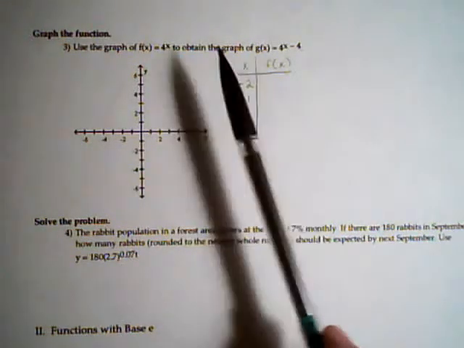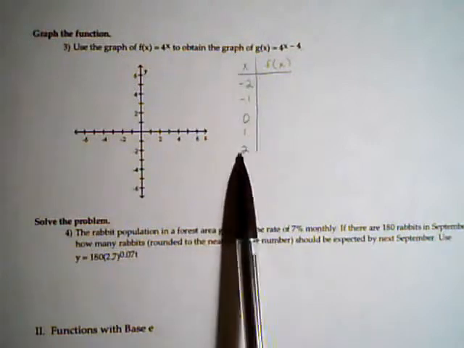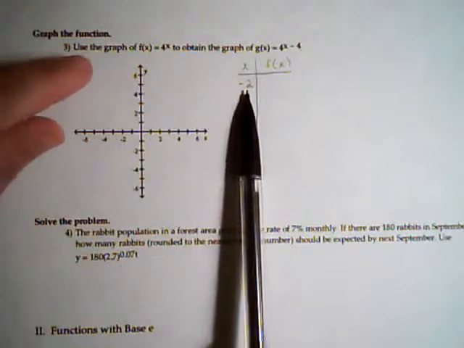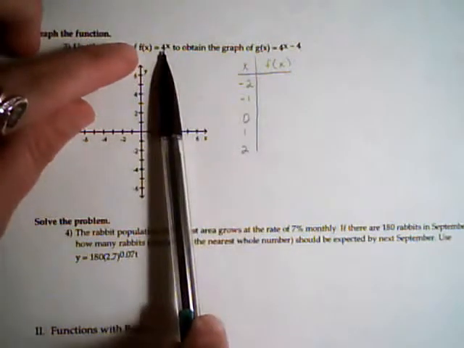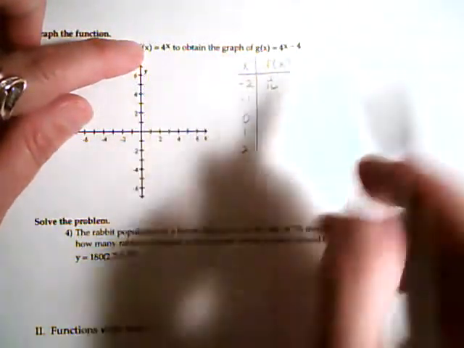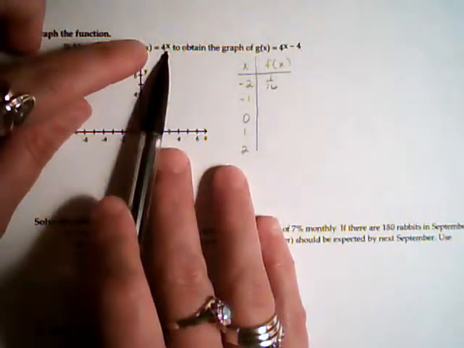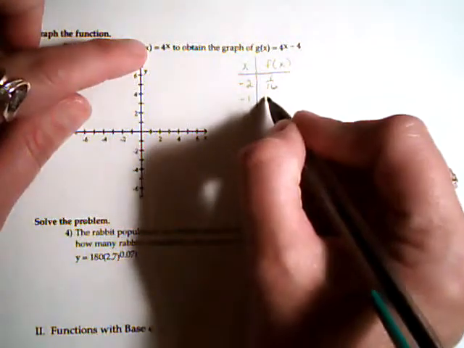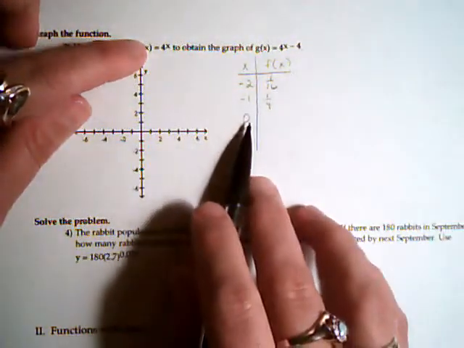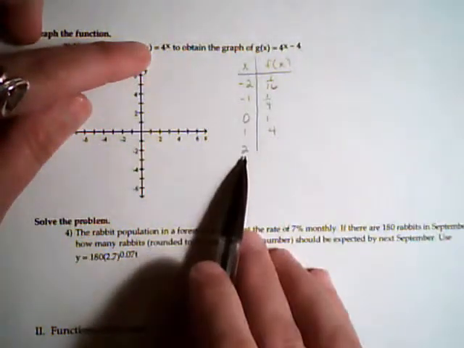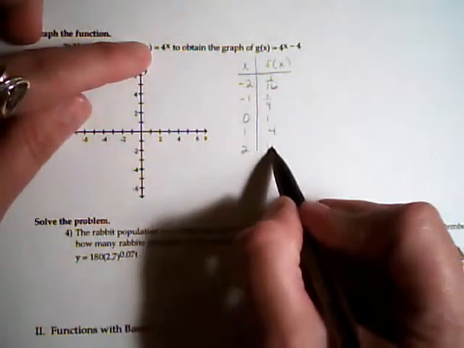Okay, I'm going to first graph 4 to the x, and I've just chosen these values for x. So we could pretty much do these in our head. If I plug in negative 2 in the place of x, 4 to the negative 2 power would be 1/16. If I plug in negative 1, it would be the reciprocal, so it would be 1/4. And then 4 to the 0 is 1. 4 to the first power would be 4, and then 4 to the second power would be 16.